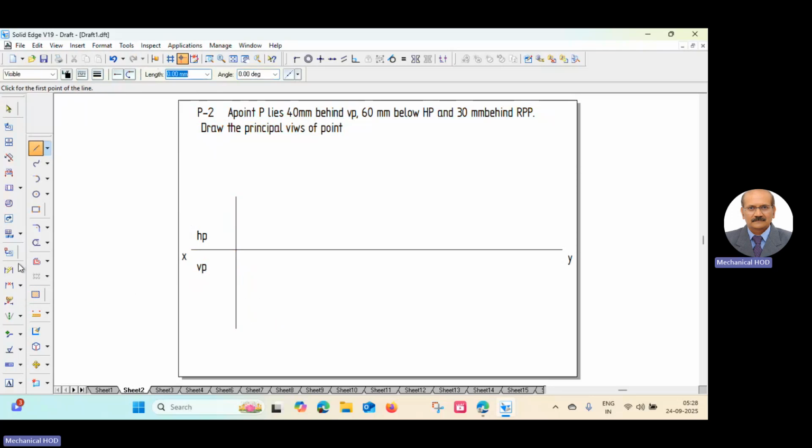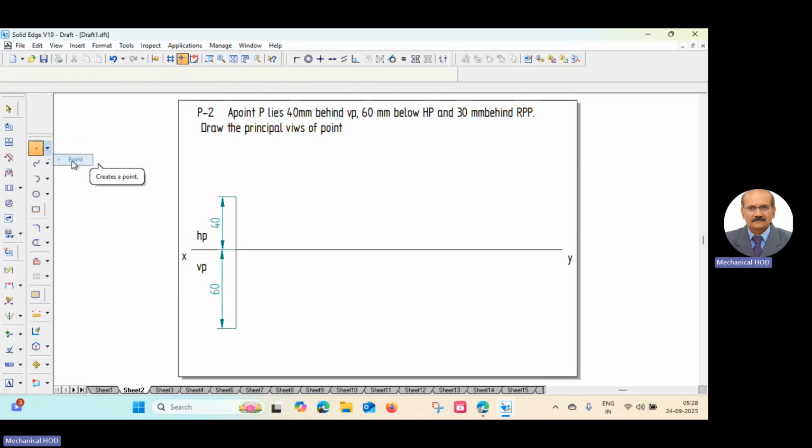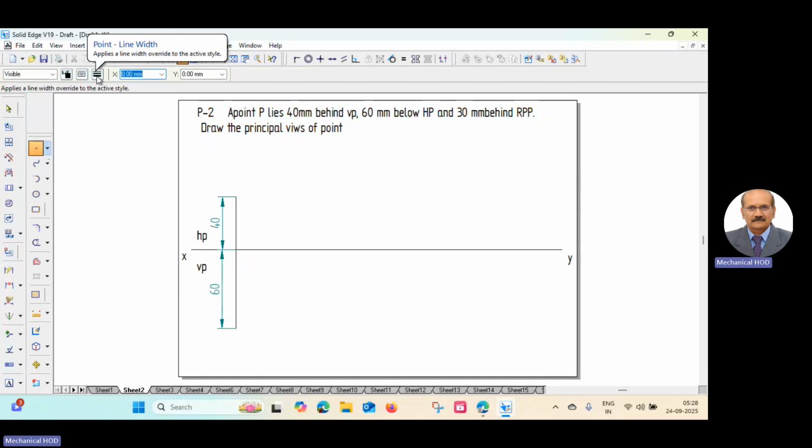Now do the dimensioning using smart dimension. Click on this. This is 40. This is 60. Now go to the line command. Adjacent to the line command, there's a triangle icon. Click on that and select the point command. For the point, you have to use the width as maximum. Maximum available is 2 mm. Select 2 mm.